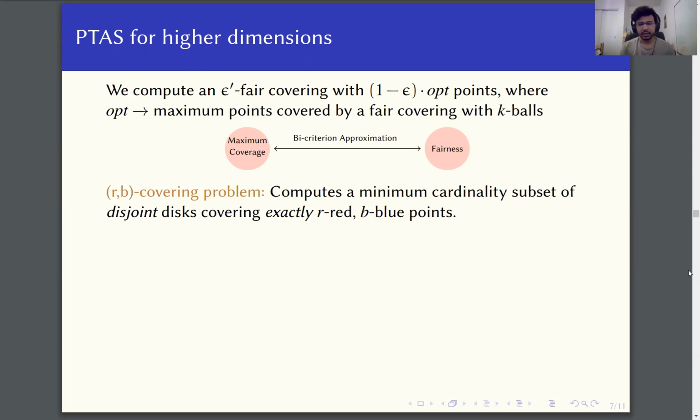We define an intermediate problem named RB covering. In the RB covering problem, an algorithm computes a minimum cardinality subset of disjoint disks which covers exactly R red and B blue points.